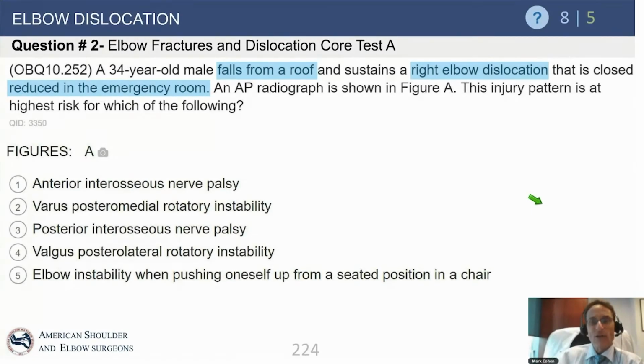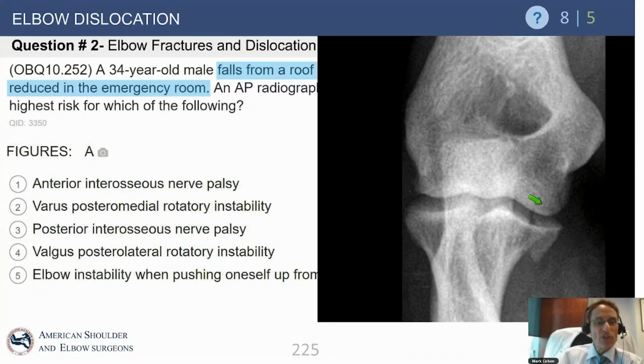We're moving on now to elbow dislocation, and as I mentioned, many of the teaching points will be redundant here because coronoid fractures, again, most likely occur in the setting of elbow subluxation or dislocation. So here we see a male who falls from a roof. He has a right elbow dislocation that's reduced in the emergency room.